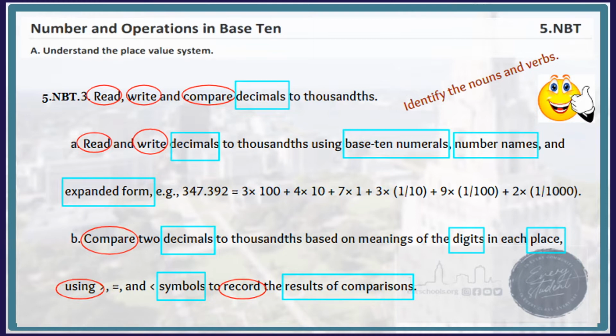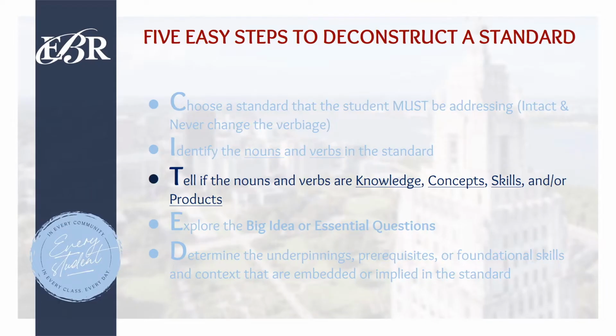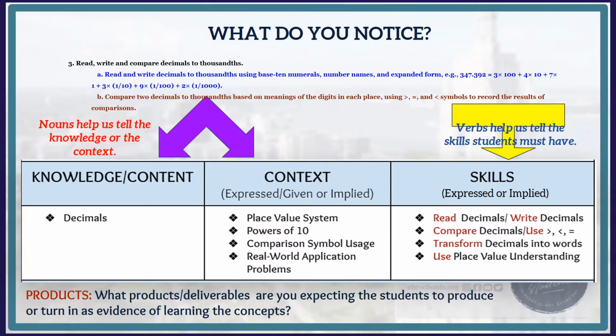This time, you will be going to tell whether the nouns and the verbs that you have selected from the standard would fall under knowledge or concepts or context or skills or products. You would notice that all the nouns would fall under knowledge or content or context, and all the verbs would fall under skills. Now we have to take note that a context within the standard may be expressed or given, and sometimes it could be implied.